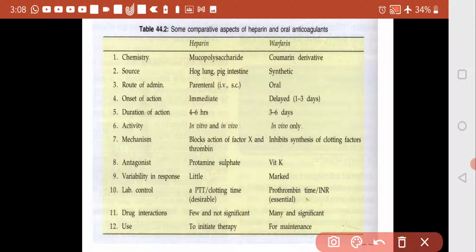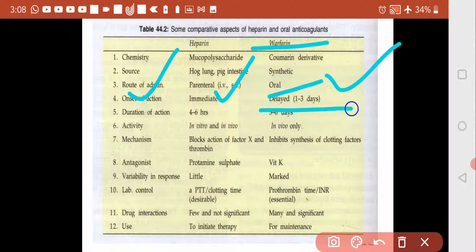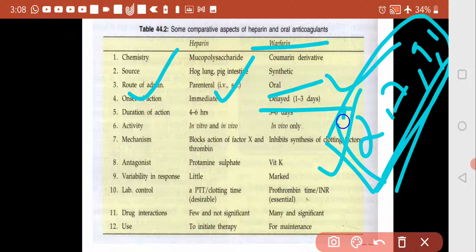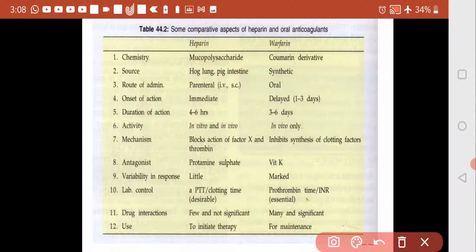Warfarin is the oral anticoagulant. Onset of action: heparin is immediate, and warfarin has a delayed effect. Why is there a delayed effect? Because factors 2, 7, 9, and 10 are already in the blood. So when the factors already present are cleared, it becomes effective. So it is a delayed effect of 1 to 3 days. The duration of action is 4 to 6 hours for heparin and 3 to 6 days for warfarin.